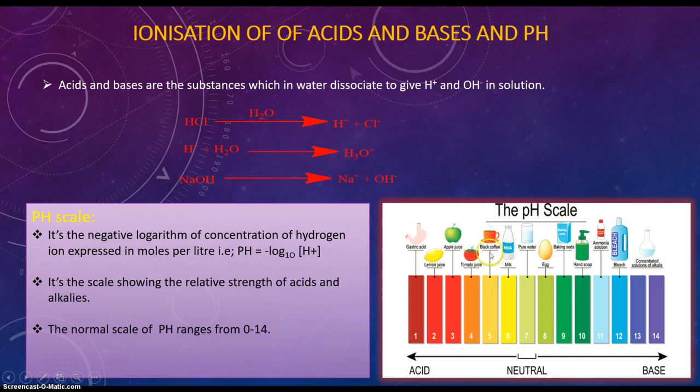Here are some examples of substances that we use daily, having a particular pH, such as fruits, mainly apple juice, tomato juice, lemon juice. These all have acidic pH. And egg, baking soda, hand soap, ammonia solution, bleach, and concentrated solutions of alkalis have pH values in the basic range 8 to 14. And these are the colors that they show in litmus paper or in an indicator.